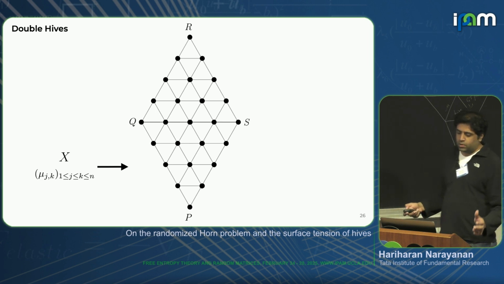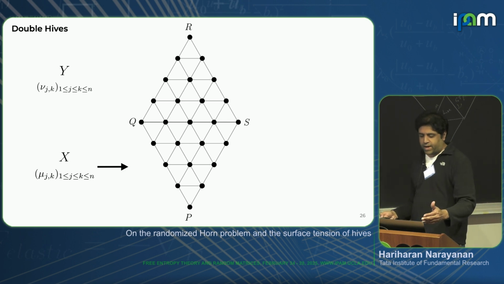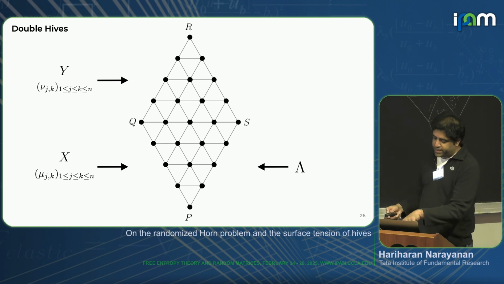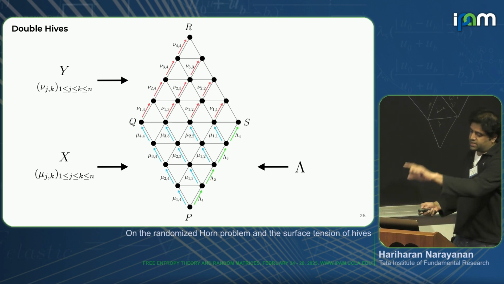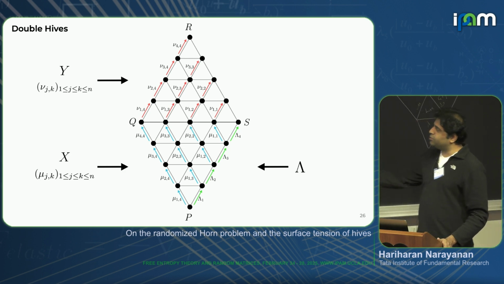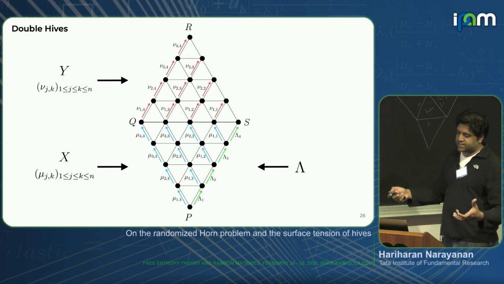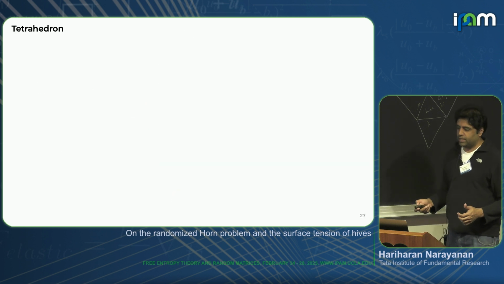So we're going to take a random matrix X, get a random Gelfand-Tsetlin pattern, and turn it into a hive using large gaps. Take a random matrix Y, get a random Gelfand-Tsetlin pattern, turn it into a hive using the same large gaps. You can't independently choose the large gaps because once you choose lambda, it essentially fixes the large gaps everywhere, because that's the degree of freedom in the system. Okay, so we're going to construct a double hive using this probabilistic process.